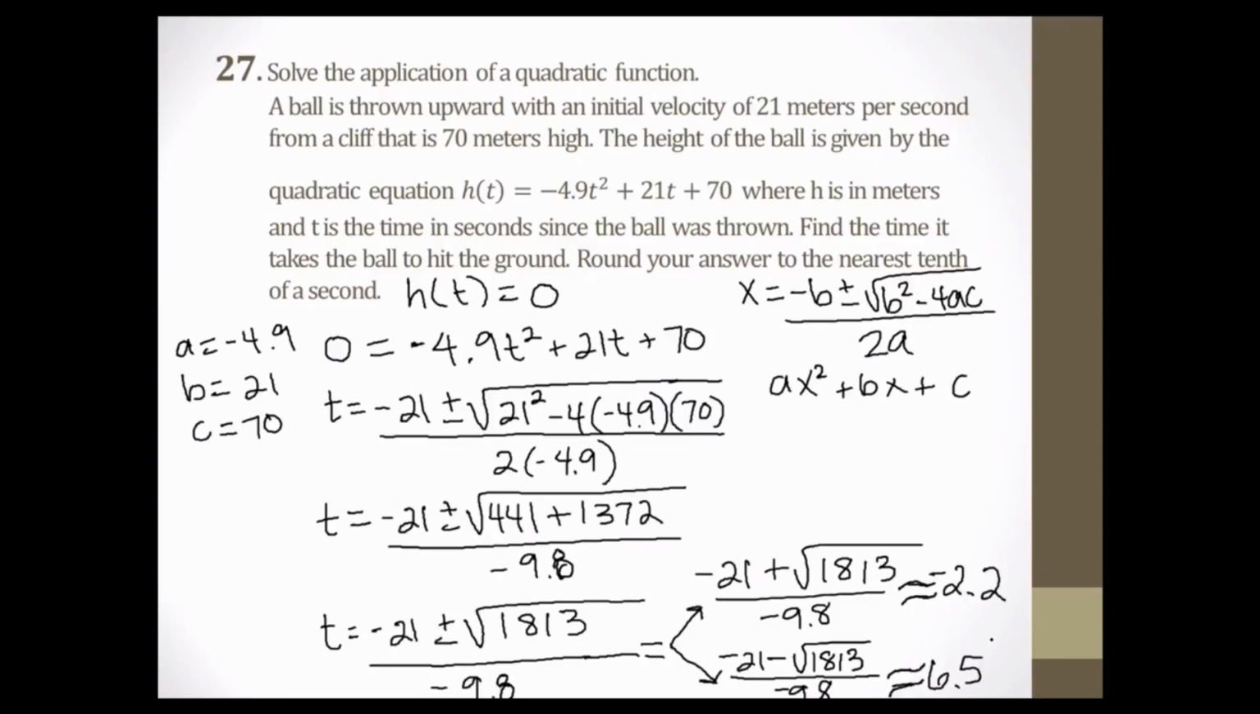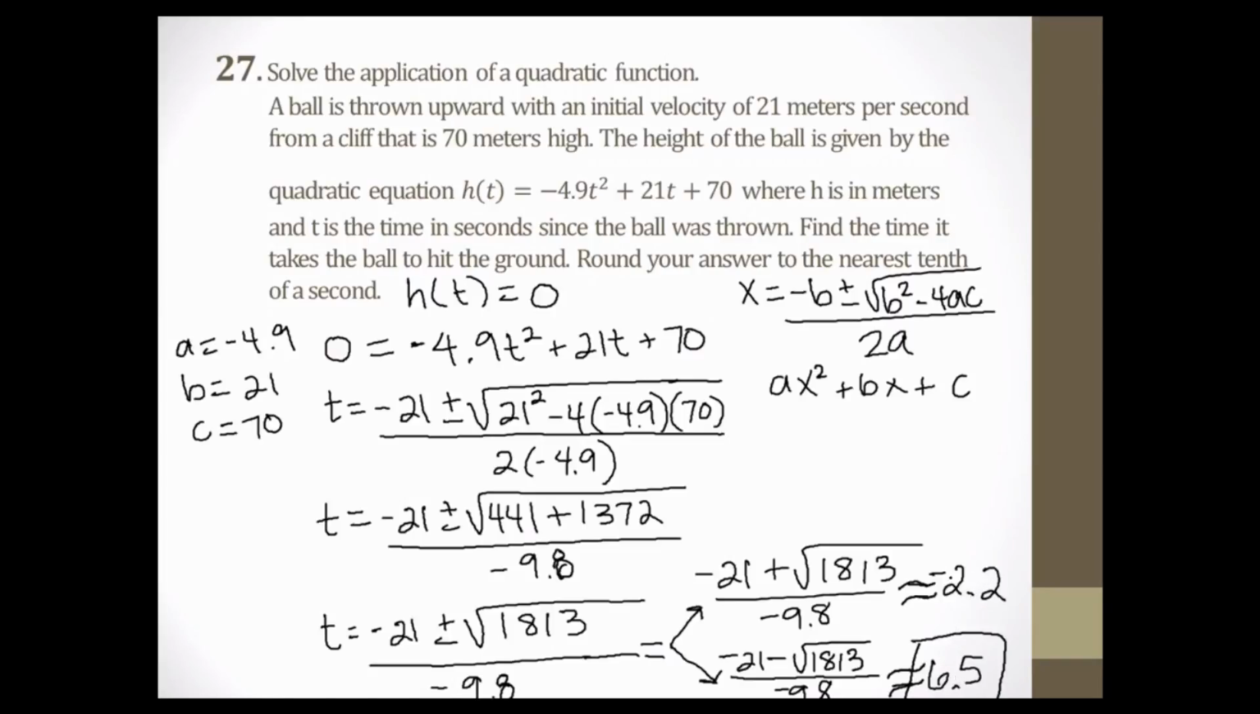Now those are two answers, so which one do I want? We don't want the negative value because it says find the time, so there's no negative time. So we want the positive value. So that's telling us that it's going to take them 6.5 seconds to reach the ground.